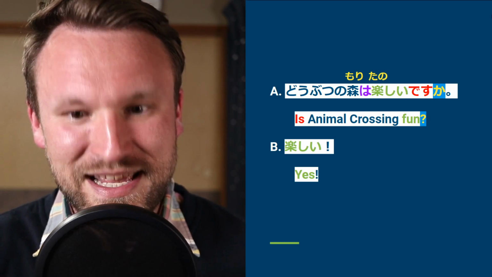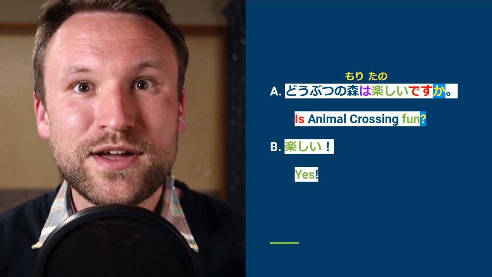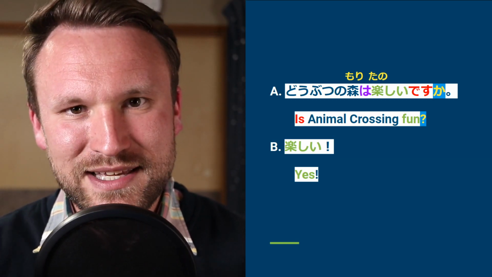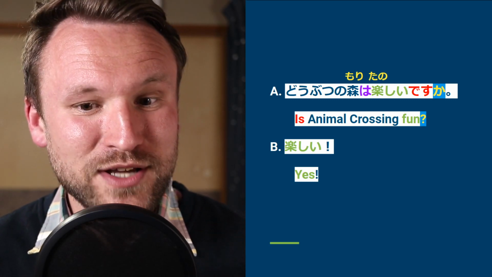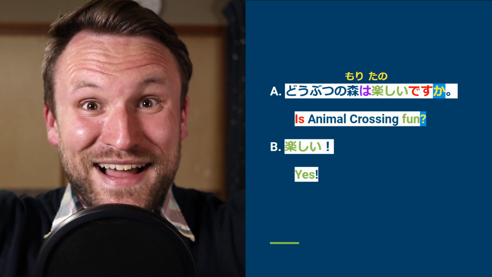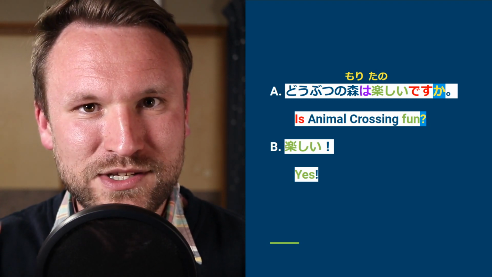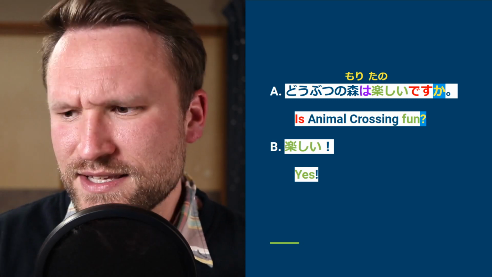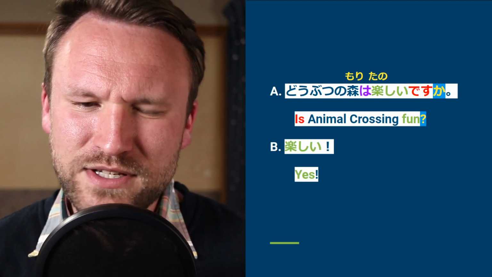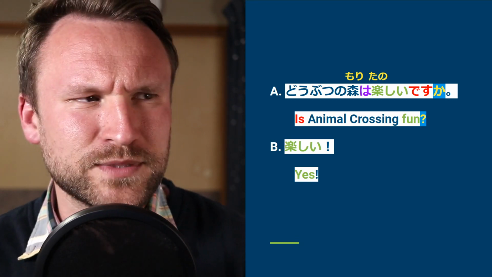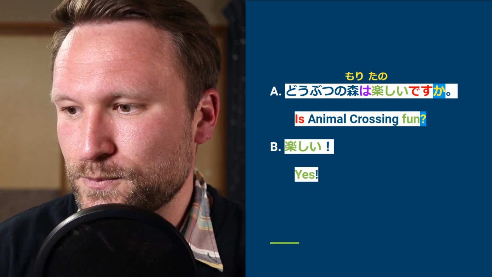Now I've translated this as yes or yes, it's fun, but it's literally just the word fun. So if we were to translate this little part of the conversation literally, it would sound like this. Is Animal Crossing fun? Fun! Once again, sounds kind of like a baby talking, but it's perfectly normal in Japanese to just respond with an adjective. As Ryu said earlier, adjectives are often sort of treated like we would think of verbs, but don't think about that too much yet. Just understand that they can be used alone.